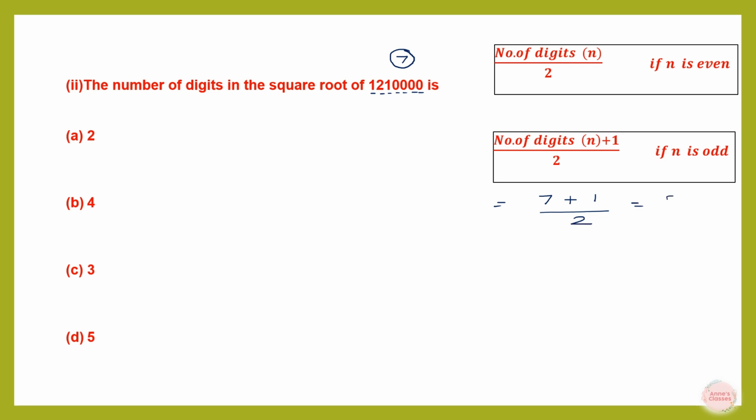So 7 plus 1 is 8. 8 divided by 2. 2 fours are 8. When you divide 8 by 2, you get 4. So that means there are 4 digits in the square root of this number. So let's look for the option. Option is B, and the answer here is 4.